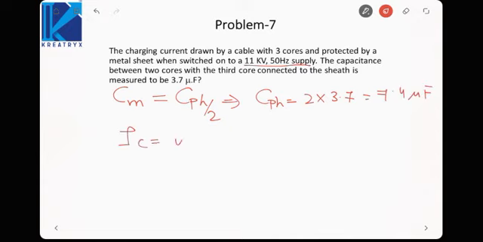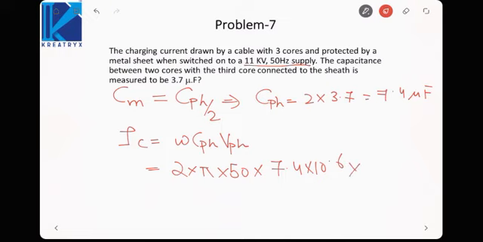So the line charging current will be omega C phase V phase. Omega will be 2 into pi into 50. C phase will be 7.4 into 10 to the power minus 6. V phase will be 11,000 by root 3. So this will come out to be 14.77 ampere.